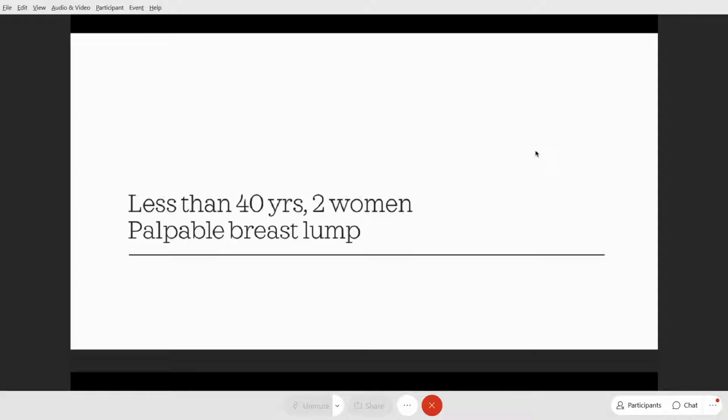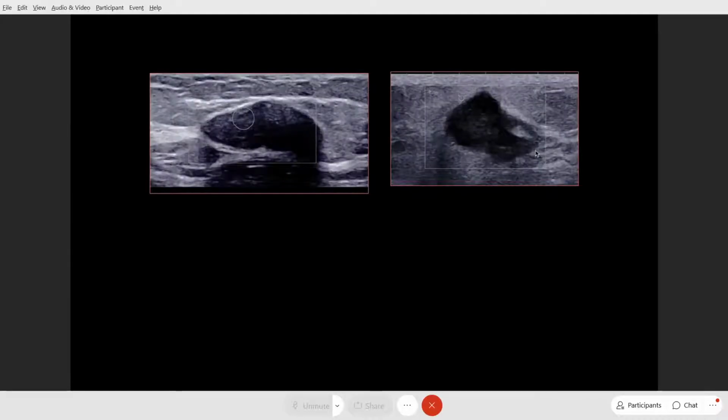Now, again, we have a set of two women. This was less than 40 years. In fact, they were in their early 30s and they presented with a palpable breast lump. Because they were in their early 30s, it's good to start with an ultrasound. So, look at the B-mode imaging of these two cases. Both of them look hypoechoic, parallel, with circumscribed margin. So, are we going to call them BI-RADS 3 and ask her to come back after 6 months for a follow up?